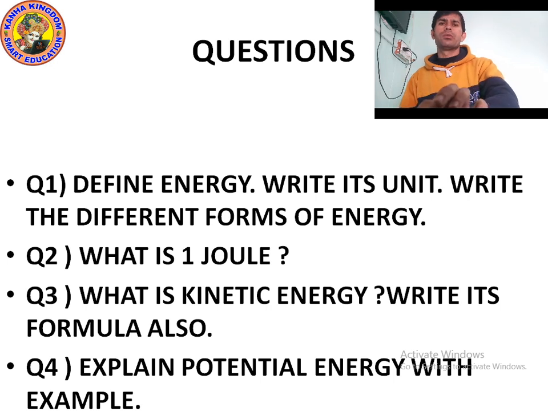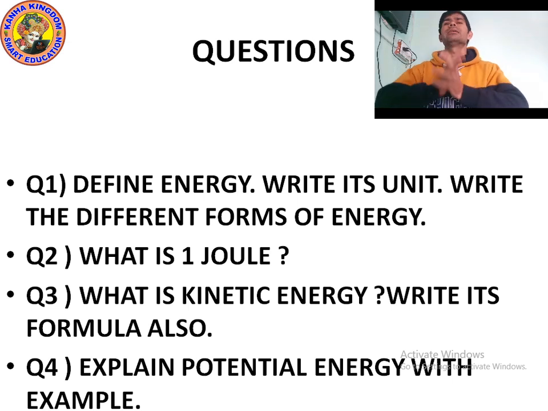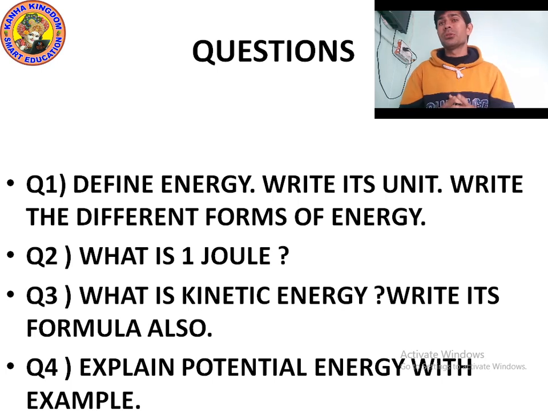Question number 4. What is potential energy? Explain potential energy with example. The potential energy of an object is the energy possessed by the object due to its position or shape. For example, if a rubber band is stretched, then released, it regains its original shape because when it was stretched, energy was transferred to it and stored as potential energy.